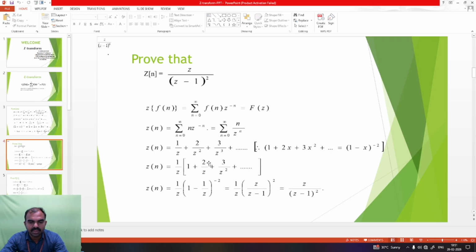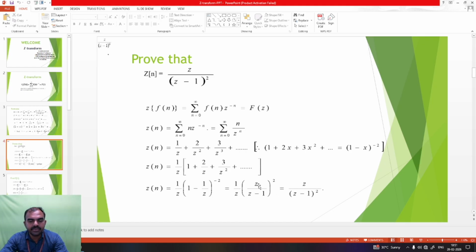So what is our x value? 1 by z. So here x value is 1 by z. Now consider this expansion, in this format: you write 1 minus x power minus 2. So 1 minus, here what is our x value? 1 by z, the whole power minus 2. After that we take the LCM z. So z minus 1 by z, the power of minus 1, that means we take the reciprocal. So z minus 1 by z, take the reciprocal, what do we get? z by z minus 1, the whole square.